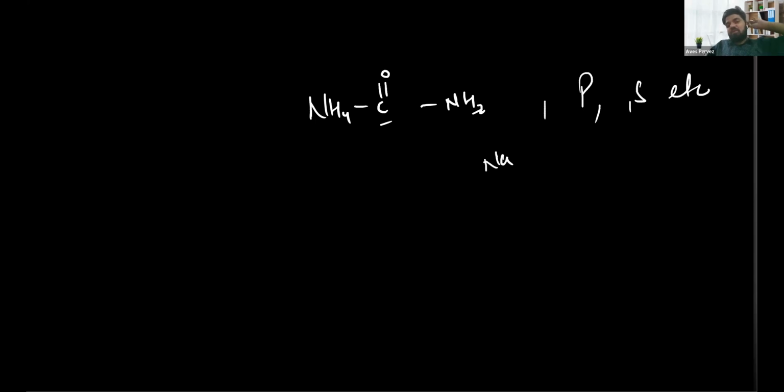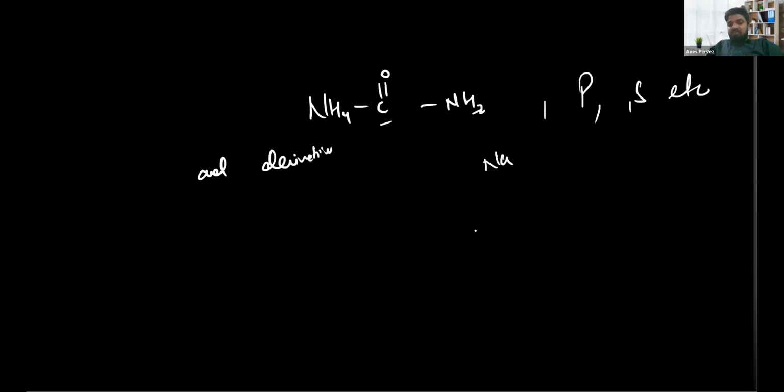Like we have NH2, C double bond O, NH2. Here is carbon and hydrogen, but we also have nitrogen. It may also contain phosphorus, sulfur, etc., and a few metals like sodium. So the modern definition is that organic compounds are the compounds of carbon and hydrogen and their derivatives. What is a derivative?